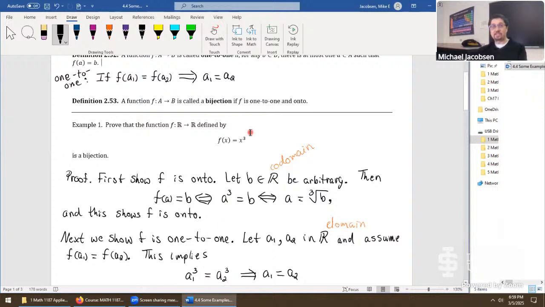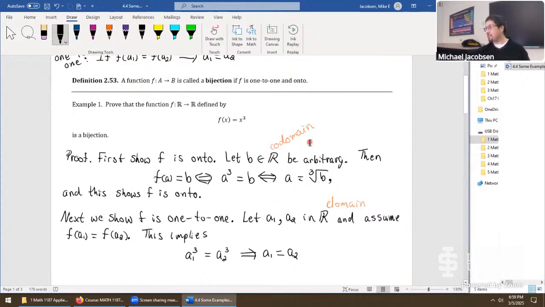Keep in mind, if this was x squared, we do have a big problem. You can't take the square root and imply A1 is A2. A1 would be plus or minus A2. Huge logical problem. But that's because with an even power, it's not a bijection any longer. So the logic breaks down at that step.